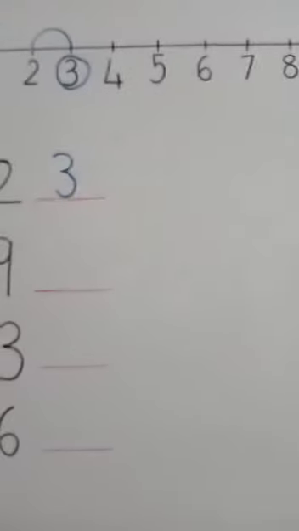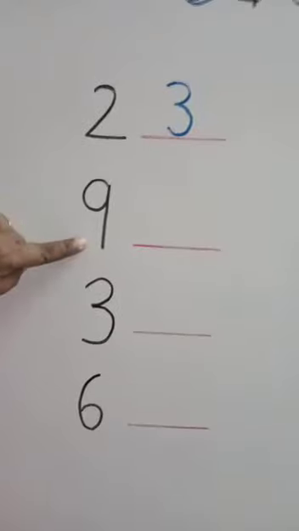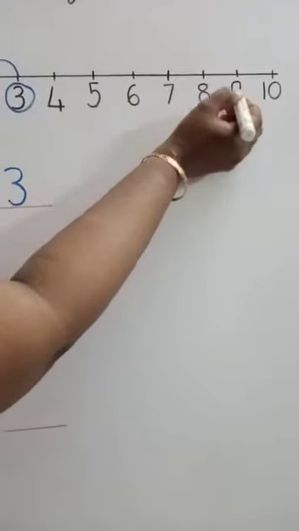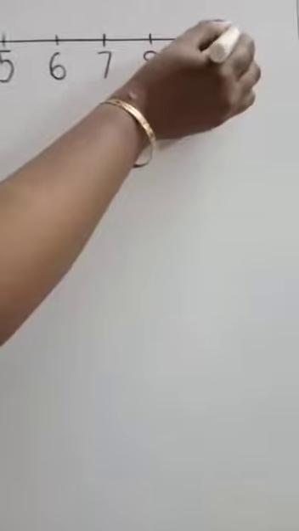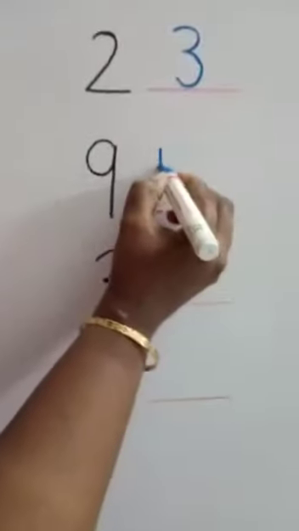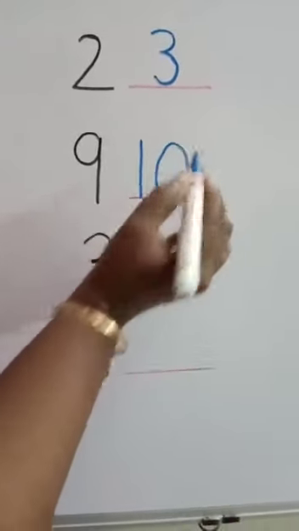Okay. Let's look at our next number. Which number is this? 9. Come on, look for number 9 on our number line here. This is number 9. What comes after 9? Who's this? Yes, we go forward like that. So who's this, children? Which number is this? Number 10. So I'm going to write 1 and 0, 10 here.